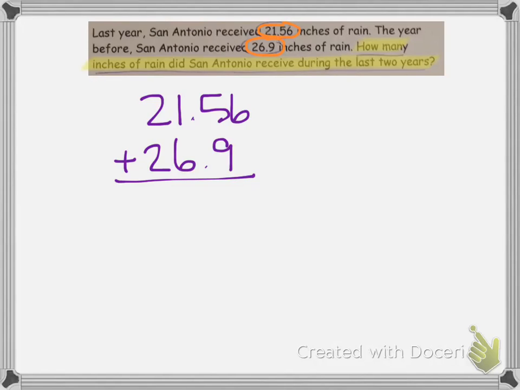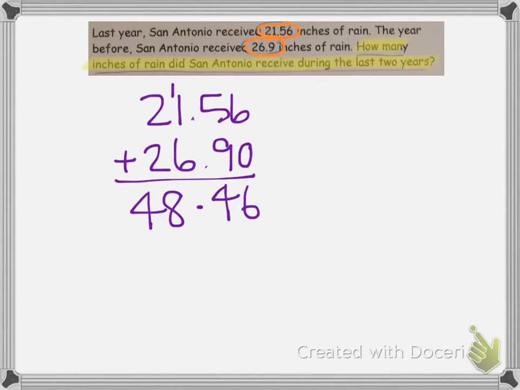number, I had digits all the way up through the hundredths place, and in my second number, I only have a digit in the tenths place. So I need to add that 0 there as a placeholder in the hundredths place. And now I need to make sure that there's a decimal drop down into my answer space, and then I can add as usual. 6 plus 0 is 6, 5 plus 9 is 14, 1 plus 1 plus 6 is 8, and 2 plus 2 is 4.